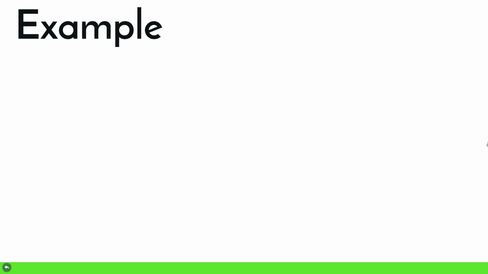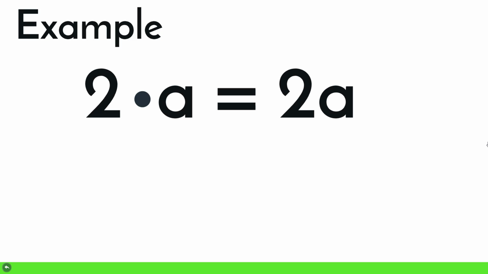Example number 1. 2 times a is equal to 2a. Remember that we use a dot instead of the multiplication sign. One of the purposes is so that we don't get mixed up between the letter x and the multiplication sign, because they look pretty much alike.